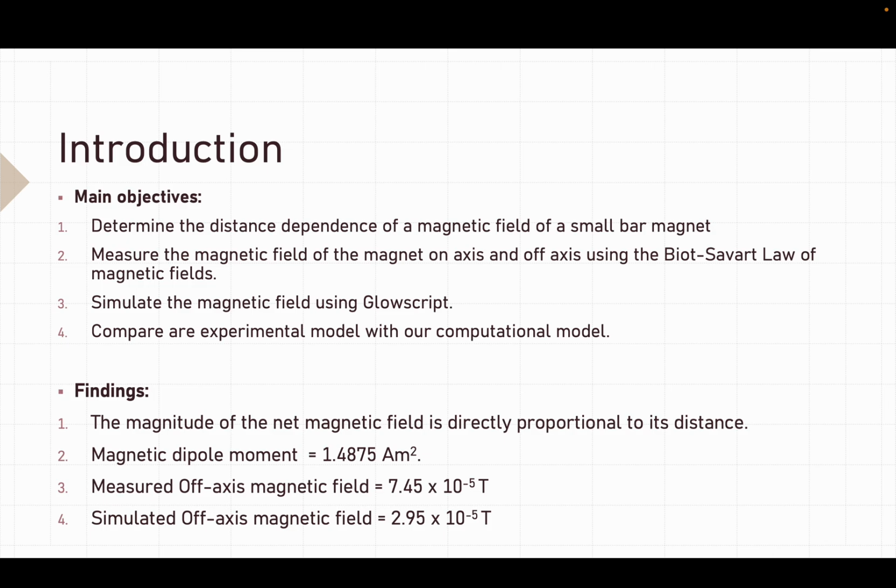So our main objectives are to determine the distance dependence of the magnetic field of a small bar magnet. Then we're going to measure the magnetic field of a magnet on axis and off axis using the magnetometer, and then simulate the magnetic field using GlowScript and compare both our experimental and computational models. And also we have our findings, which I'm going to explain at the end.